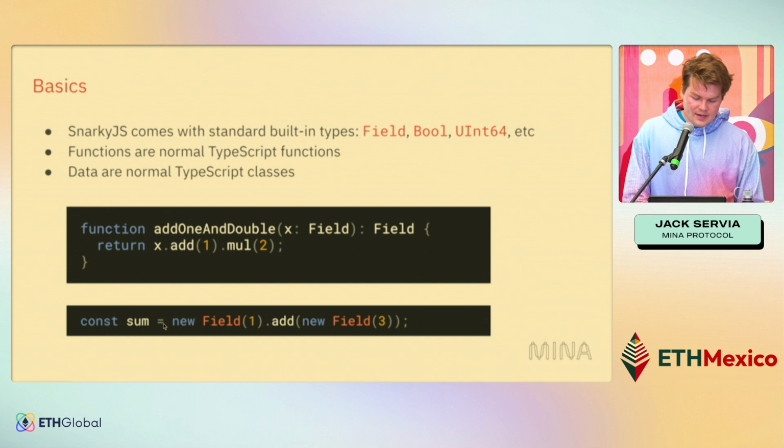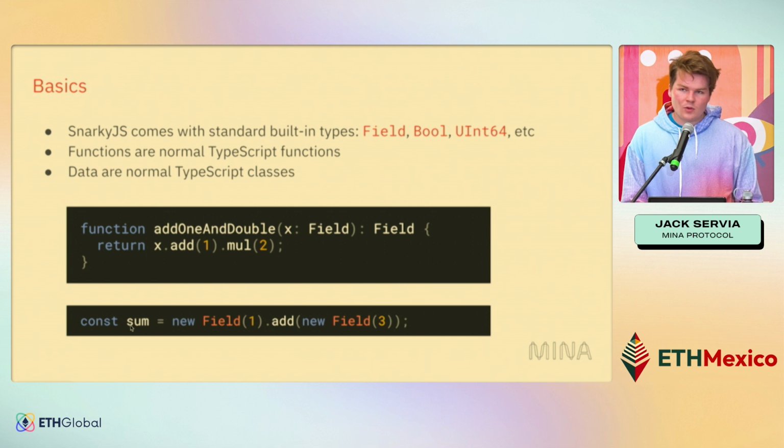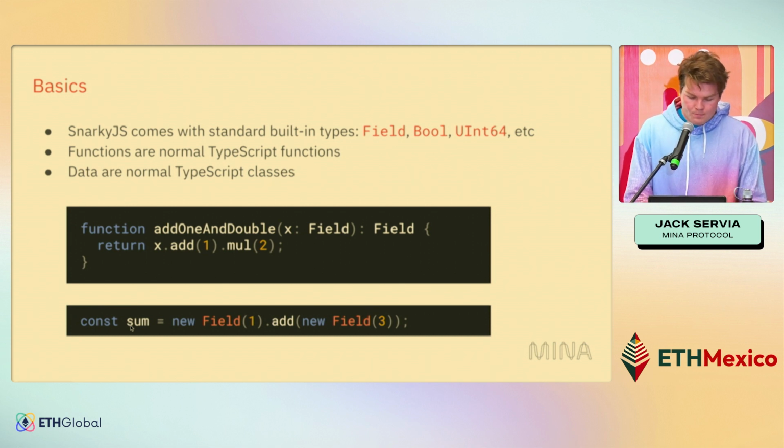So yeah, here we've got another example. We're taking a field, passing in a number 1. It gets promoted into a field of value 1, and then we're adding to it a field of value 3 to get a field of value 4. So sum here will equal a field element of value 4.